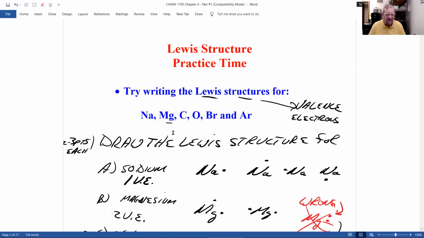So valence electrons, you show them by Lewis structure. Remember, this is now material for test 2, not test 1.